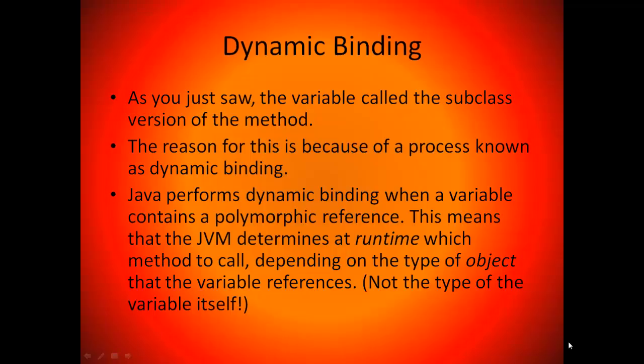As you just saw, the variable pointing to the Fish object called the subclass version of the method. The reason for this is because of a process known as dynamic binding. Java performs dynamic binding when a variable contains a polymorphic reference. This means that the JVM determines at runtime which method to call depending on the type of object that the variable references, not the type of the variable itself.